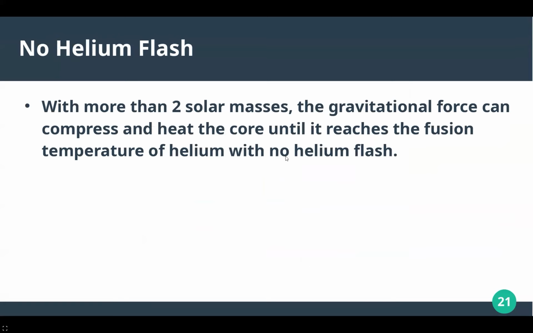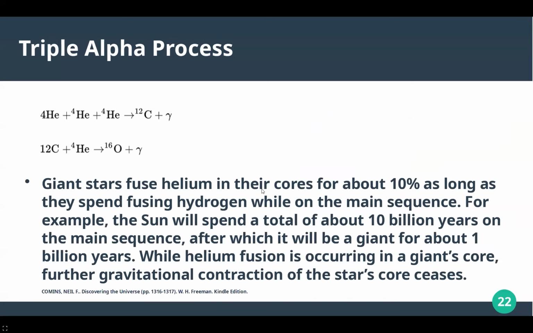With more than 2 solar masses, the gravitational force can compress and heat the core until it reaches the fusion temperature of helium with no helium flash. There is also the triple alpha process, where three helium-4 nuclei, each called an alpha particle, combine to make carbon and a gamma particle, which is just a photon, and then that carbon and another helium-4 create oxygen and a photon.